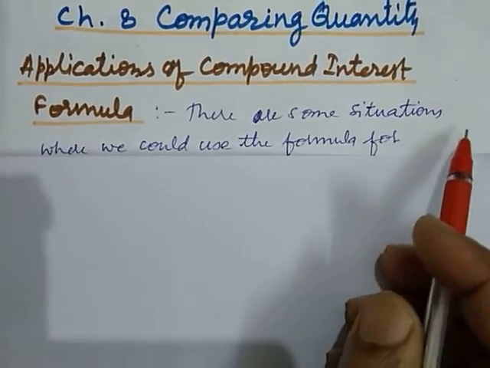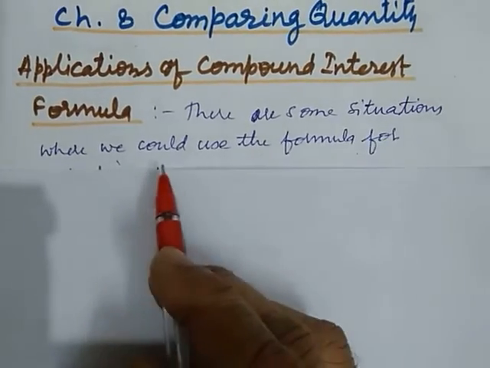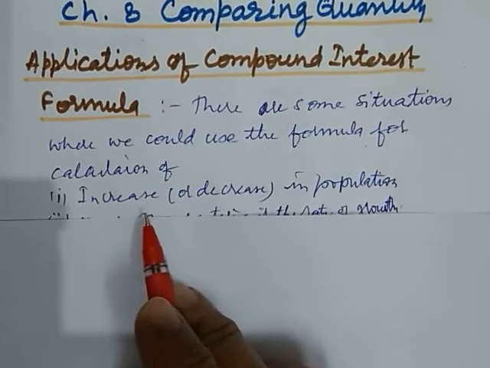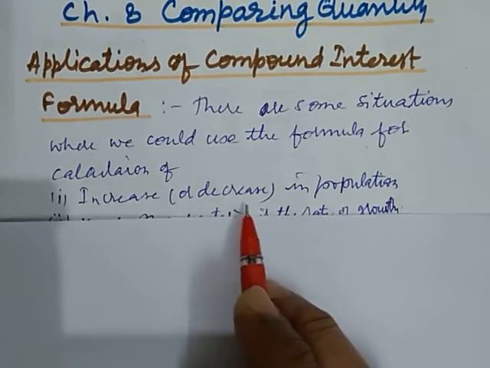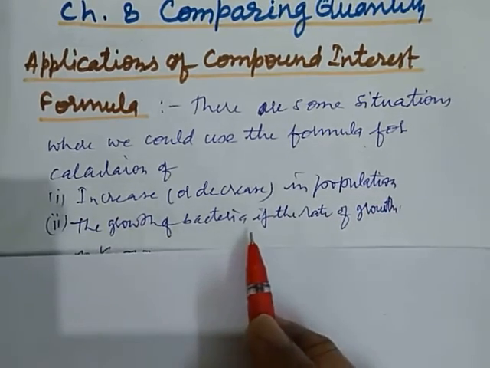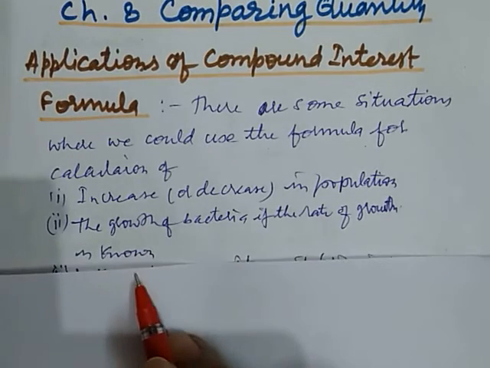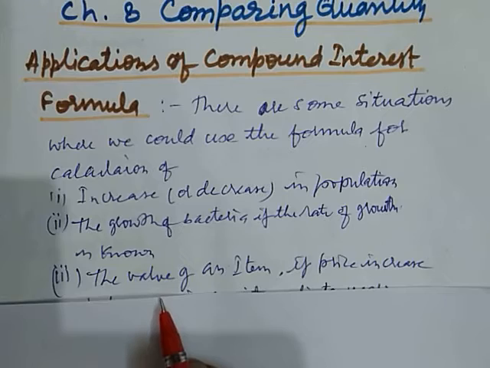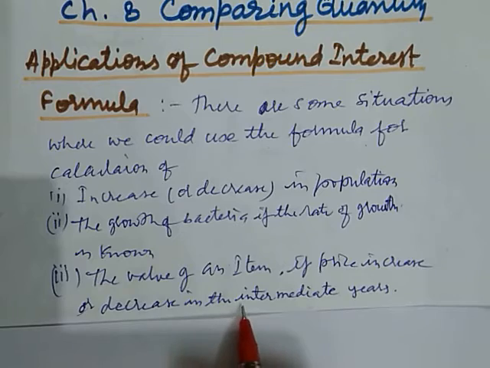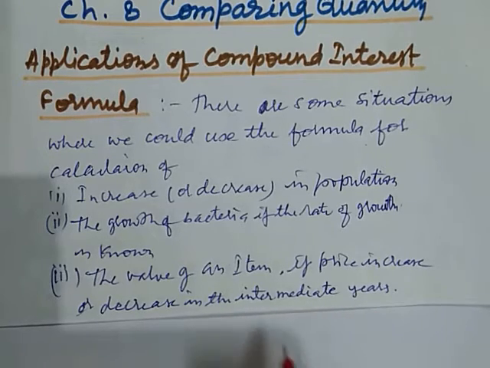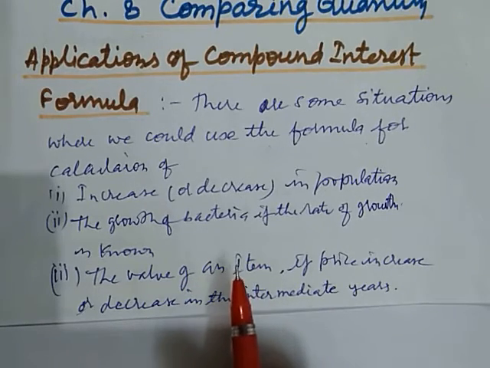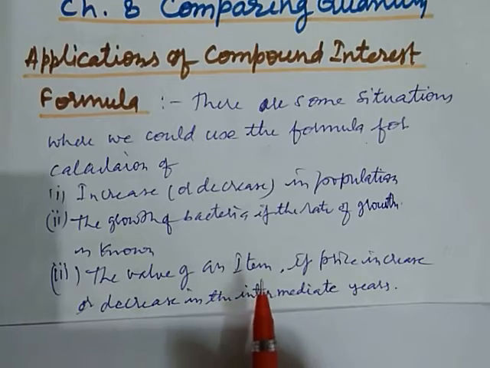There are some situations where we could use the formula for calculation of increase or decrease in population, the growth of bacteria if the rate of growth is known, the value of an item if the price increases or decreases in the intermediate years, and like that. This type of calculation is done by using the compound interest formula.